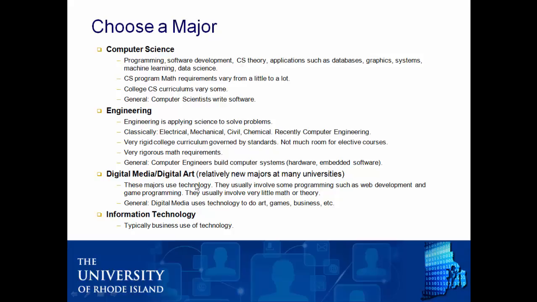A recently new set of majors that you'll see at colleges and universities are majors in digital media, or sometimes called digital art. Now these majors have almost no math and science in them. It's more about the creative side of computer science, where you can learn to do things like work with images, video, game programming. So the digital art and media majors do programming and work extensively with technology, but they're not doing computer science theory, and there's no math and science.